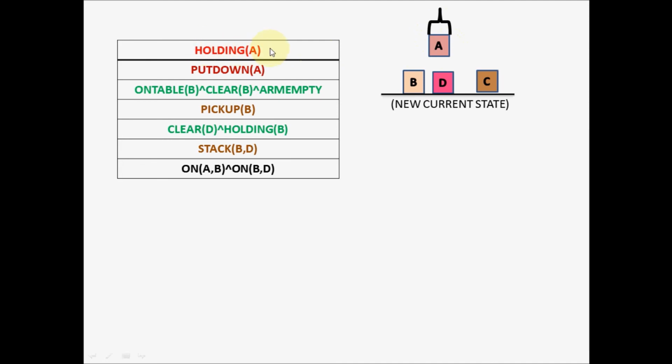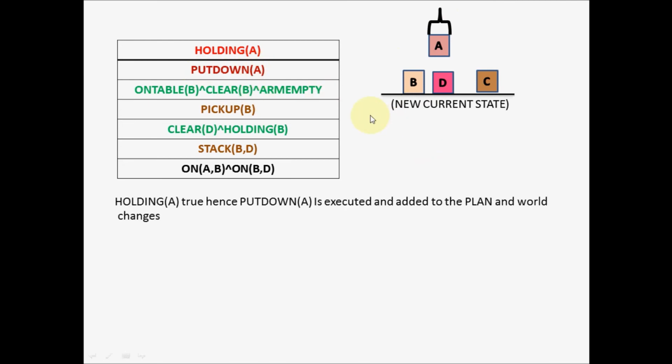Now since this is true, two things will happen. This predicate will be removed from the stack, and put down A can now be executed. Again, executing put down A will do two things. One, put down will execute so that the current world will change. And then this put down A will be added to the plan. So two things will happen.